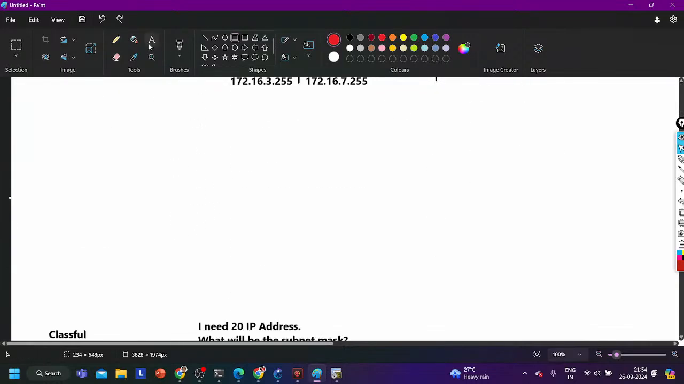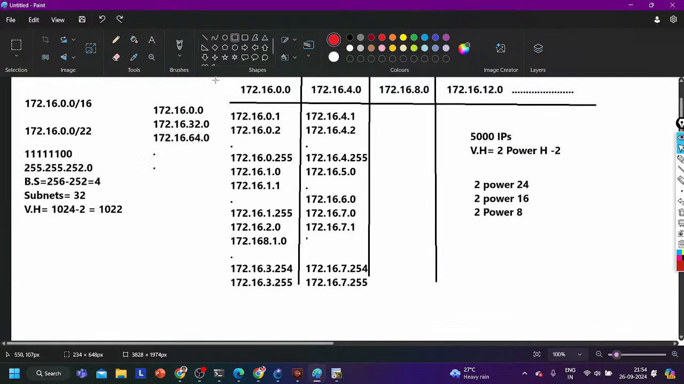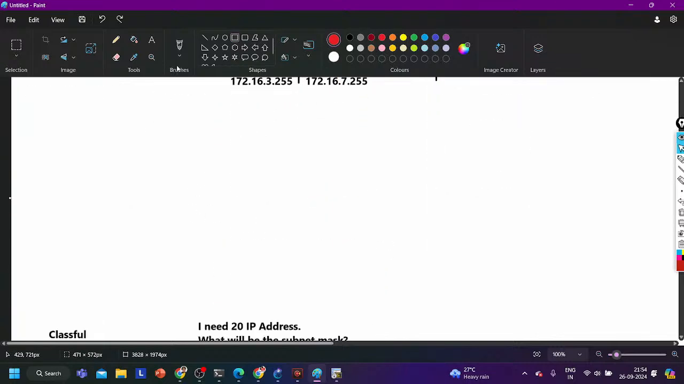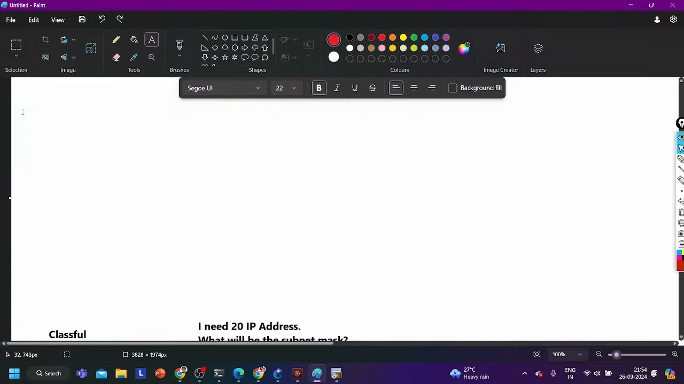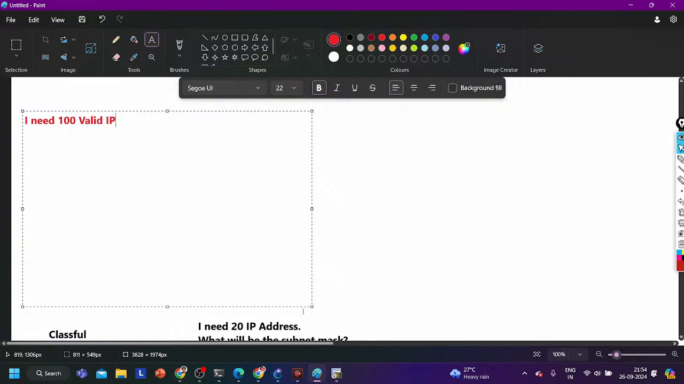Now the VLSM. Here the issue is the length of each network is equal. So if someone tells you to design a network, choosing a subnet ID for their requirement, like their requirement is, I need 100 valid IPs, you can perform the subnetting.